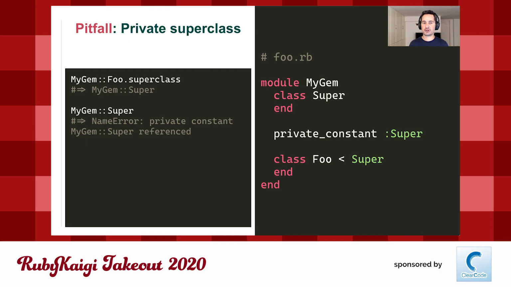Another pitfall you might run into is the private superclass. If a class has a superclass that's a private class, and we generate an RBI file with that superclass, then Sorbet will say, you say this is the superclass, but this is a private class, so I don't know what this is, and it will error out. So we have to be careful with this. An example situation is a module MyGem that declares a class named Super, says it's a private constant, and then declares a class Foo that subclasses from Super. If you say MyGem::Foo.superclass, you get a reference to MyGem::Super. There's nothing wrong with that because that's the superclass. But if you try to access MyGem::Super directly, you will get a NameError because it's a private constant. MyGem is hiding it from the outside world.